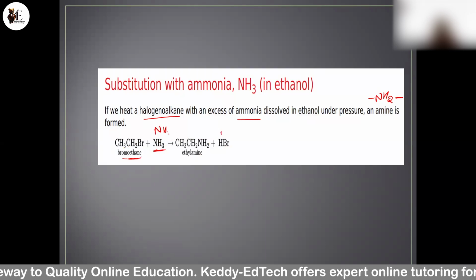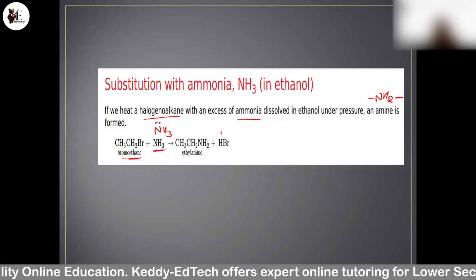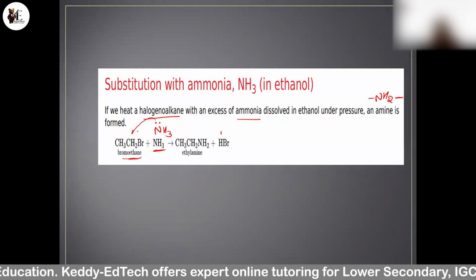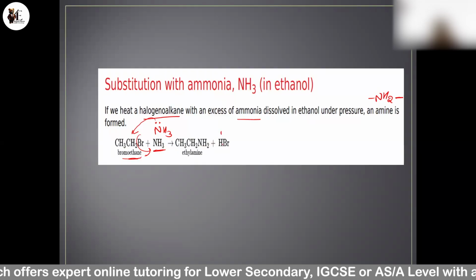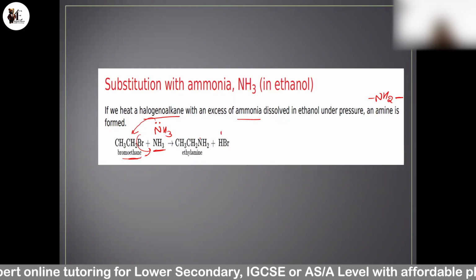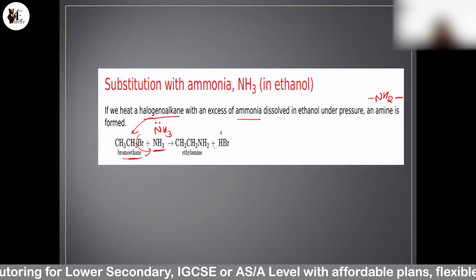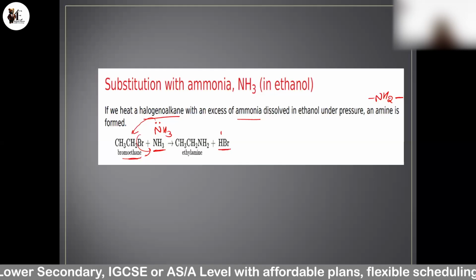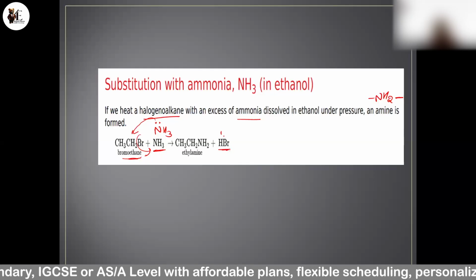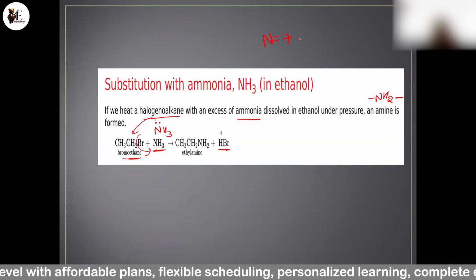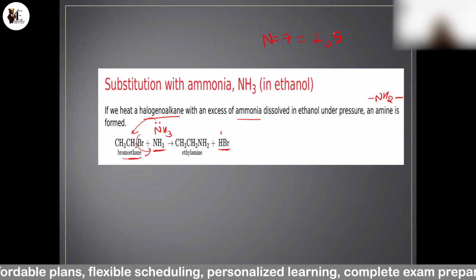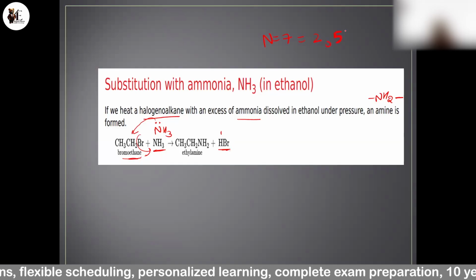This is your NH3. Nitrogen will have a lone pair, right? It will attack at this carbon atom, and this bromine will leave. And nitrogen can form how many bonds? 3 bonds. So it can form 3 bonds, 1 with carbon, 2 with hydrogen. 1 hydrogen reacts with this bromine to form HBr. Nitrogen's atomic number is 7, with configuration 2,5. That means it can form 3 bonds.